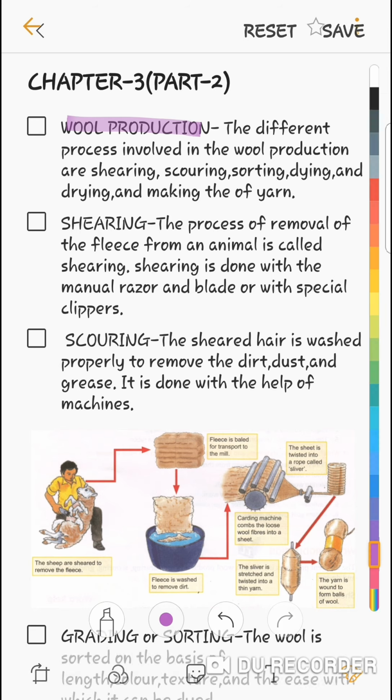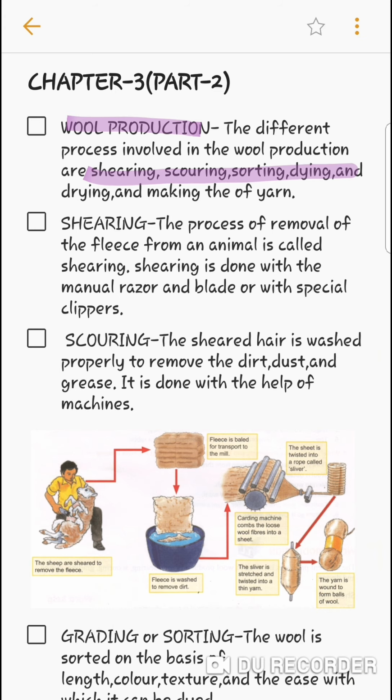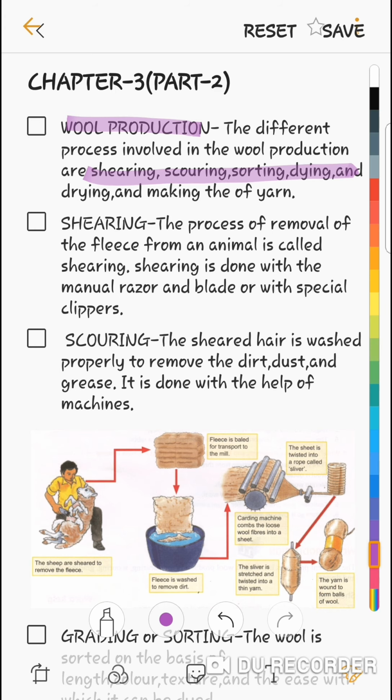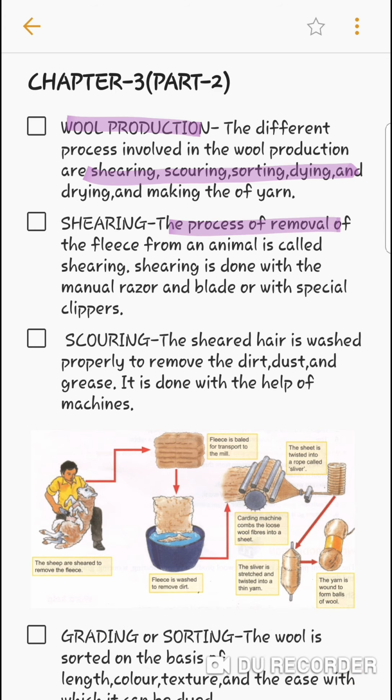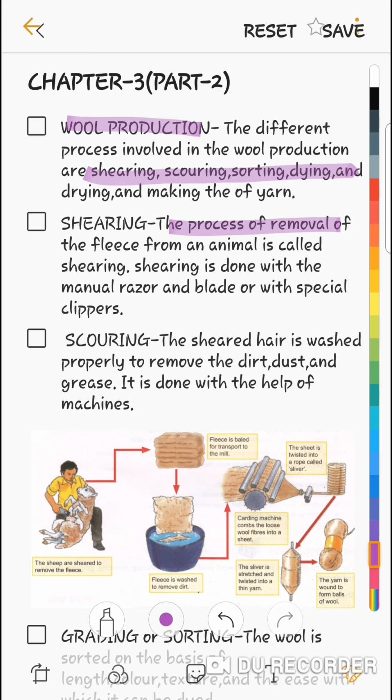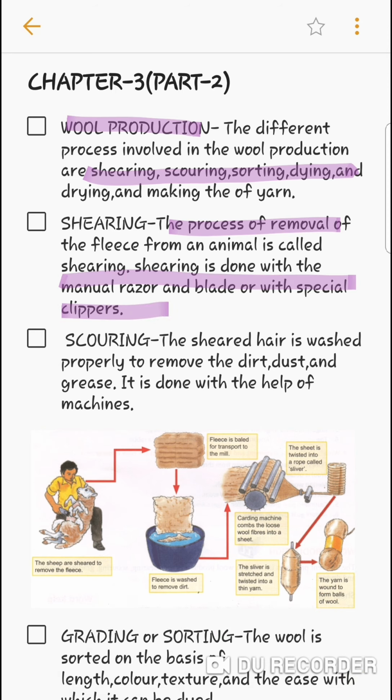Wool production. The different processes involved in wool production are shearing, scouring, sorting or grading, dyeing and drying, and making the yarn. Shearing. The process of removal of fleece from an animal is called shearing. Simply, by fleece we mean the wool of the sheep. Shearing is done with manual razors or blades, or with special clippers.